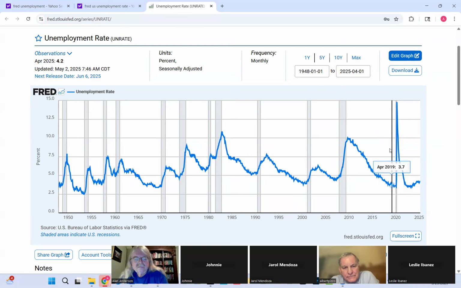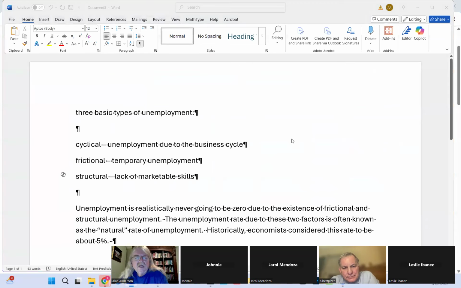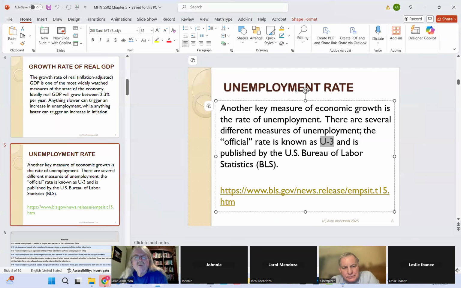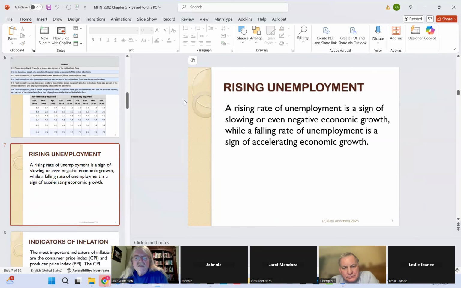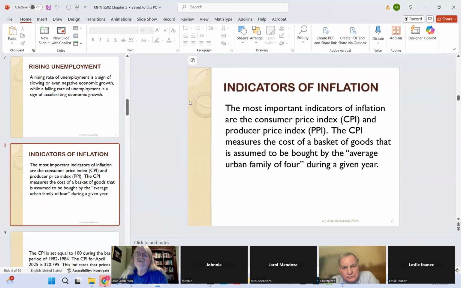But anyway, unemployment and GDP are two of the more important indicators of the health of the economy. CPI, inflation. Now, how is inflation actually measured?